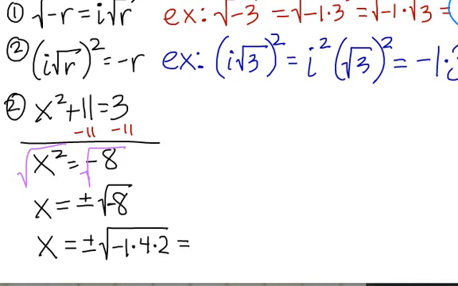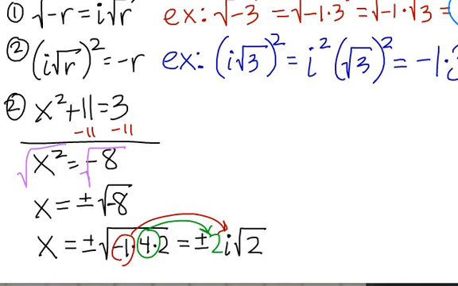Now we know that the square root of negative 1 is i, so that comes out. We know that the square root of 4 is 2, that comes out. Now all that's left is 2 under the radical, and that's where it stays. So our final answer is plus or minus 2i root 2.